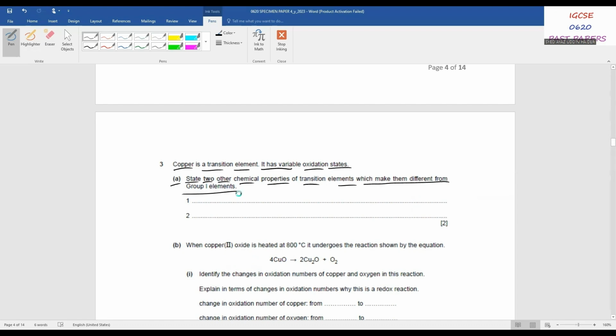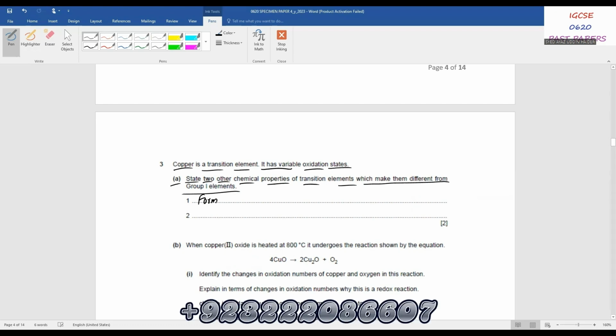Now you have to look for the differences between group 1 and transition metals. So these are the common differences. Transition metals form colored compounds or ions, so you write form colored compounds or ions. Next one, they are used as catalysts. So you write act as catalyst.